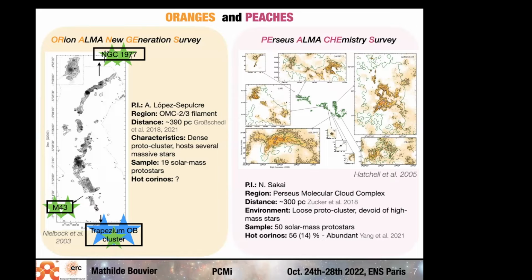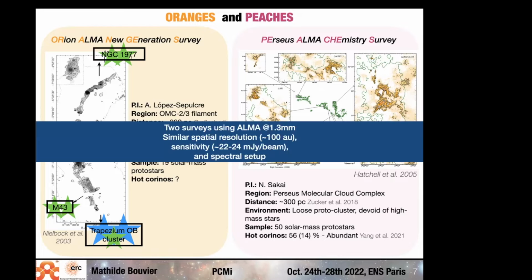On the other hand, the Perseus ALMA Chemistry Survey surveyed 50 solar mass protostars in the Perseus molecular cloud complex, which is considered a much looser protocluster, and it's devoid of massive stars. And a study led by Yang showed that hot core renos in that region are actually quite abundant, with almost 60% of the targets. The two surveys were made to be compared because we probed the same spatial resolution, reached more or less the same sensitivity, and have the same spectral setup.